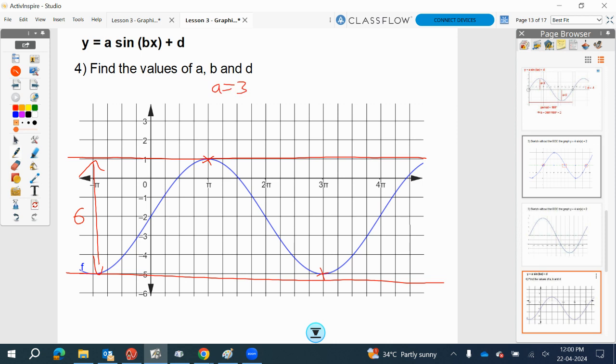That's probably where I'm going to start off. I'm then going to count 3 down from here. 1, 2, 3. And this is my principal axis. So this is the line y is equal to -2. So D is equal to, what I was doing there, I was doing max minus A, which is 1 minus 3, which is -2.